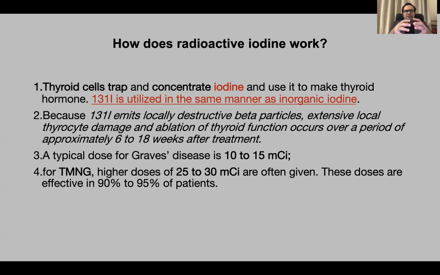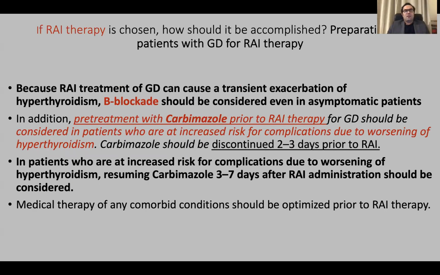A typical dose for Graves' disease, because it is diffusely enlarged and there is diffuse uptake of the iodine, you just need a lower dose, that is 10 mCi. But in toxic multinodular goiter, because the uptake is not diffuse, that's why a higher dose is needed. Now, if you choose radioactive iodine therapy, what is the protocol in the American Thyroid Association guideline?